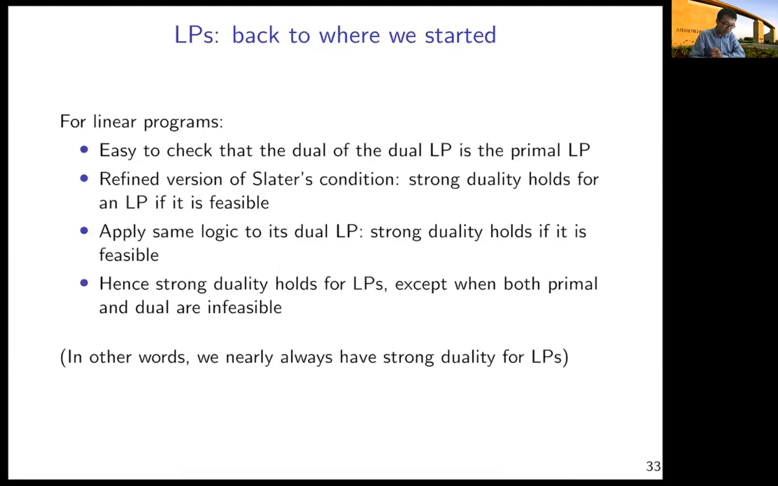So I encourage you guys to think about those cases when one of these problems is infeasible. Suppose the primal one is infeasible, what would the dual problem look like? And similarly, when the dual is not feasible, what would the primal look like?